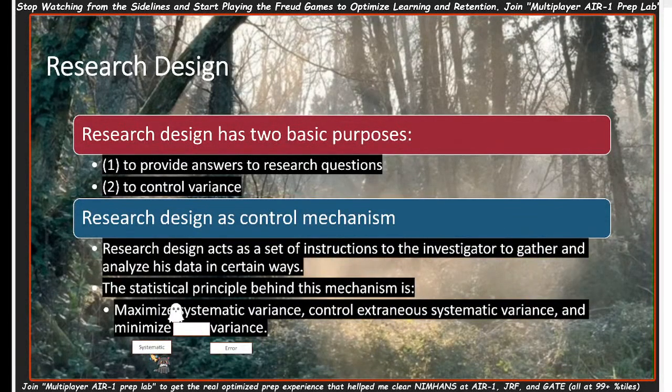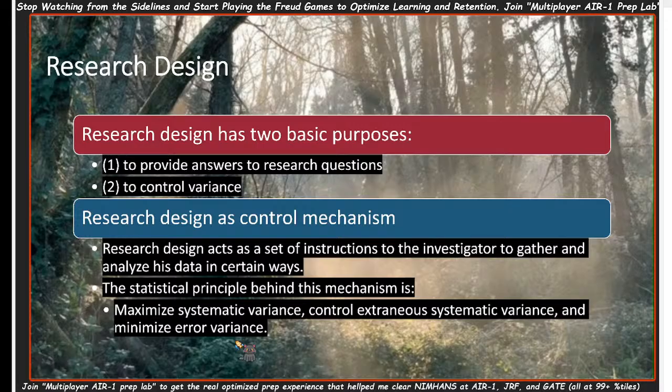And you're supposed to minimize error variance. Right? So error could be in measurement, could be in sampling, or could be just conclusion. So there are so many sources of error. So we'll not go too much into this because our aim is hypothesis testing.